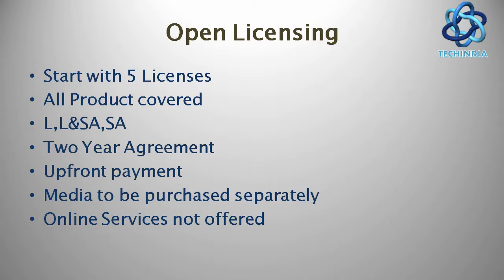It starts with 5 licenses. That indicates we should purchase a minimum of 5 licenses. All products should be covered, meaning you should purchase a combination, like 5 MS Office licenses, Windows licenses, SharePoint or SCCM licenses, like this. Next, you get an option while purchasing: either you can purchase only the license, or license and Software Assurance, or only Software Assurance. You can buy any one of them.